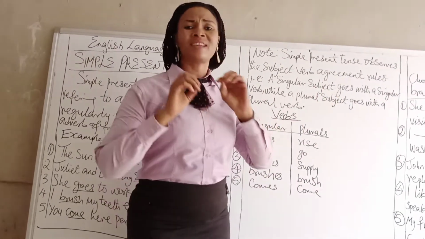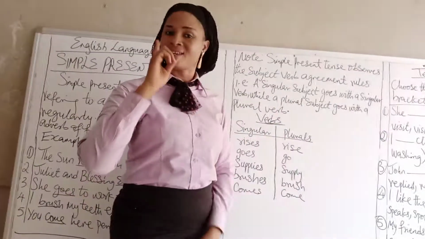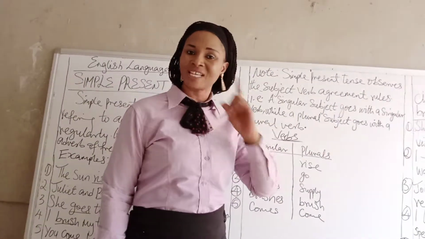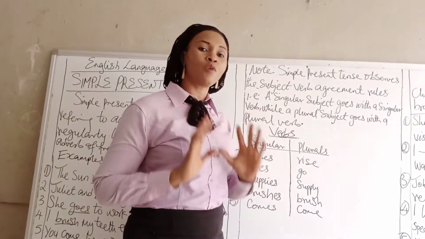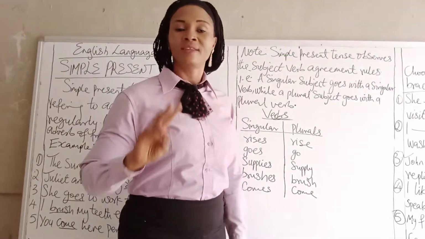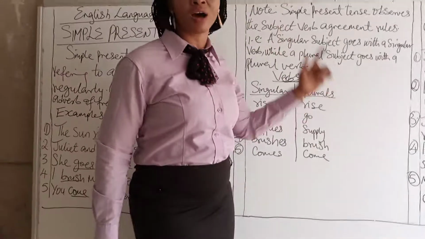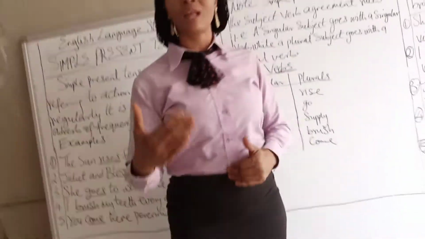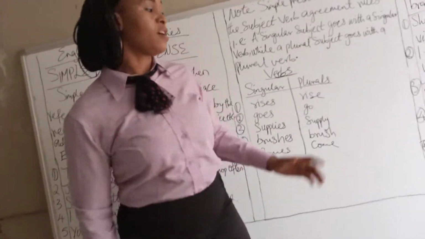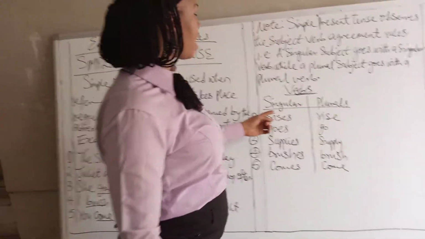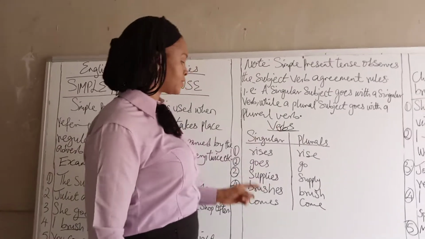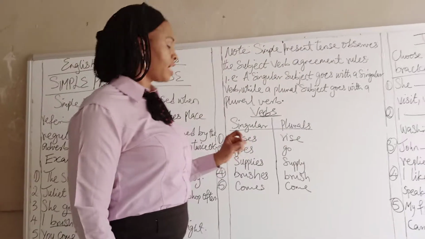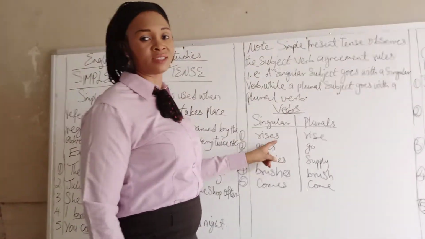So here, whenever that subject, that performer of an action, is singular, that's one person, that means it will be accompanied with a singular verb. And when the performer of an action is more than one, then it will be accompanied with a plural verb. But then the question is, how then do we identify the singular and plural verb? I gave you some examples here. We have singular and plural verbs. The singular rises, then plural rise. Here, the singular goes with an S.